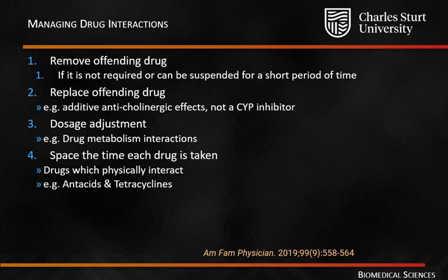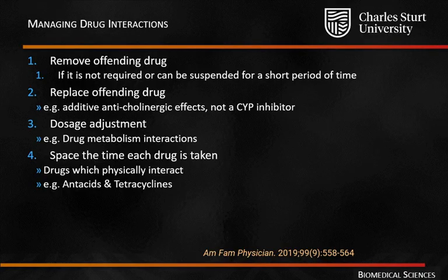So let's have a look at managing these drug interactions. The first one is obvious: remove the offending drug. That's useful if it's not required, or if you can stop it for a short period of time while you're doing a short acute treatment, and then you can restart it afterwards. Secondly, you can replace the offending drug with a less offensive drug. For example, you've got drug A and drug B. A has lots of anticholinergic side effects, and B has very few adverse anticholinergic side effects.